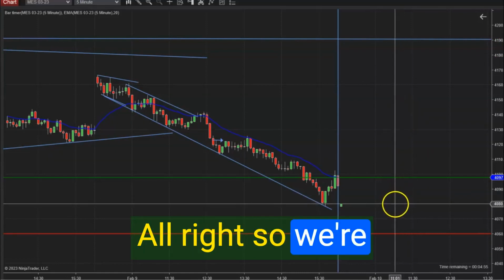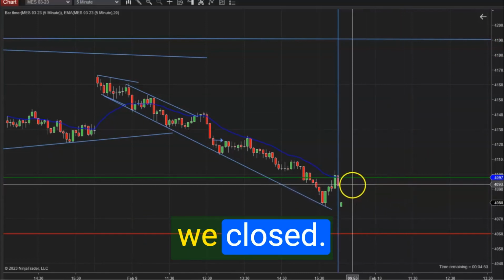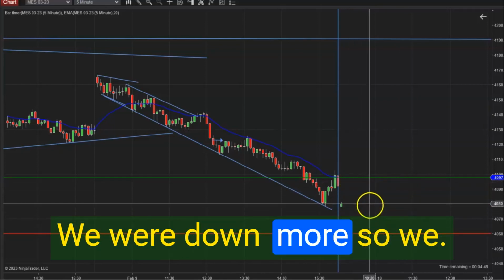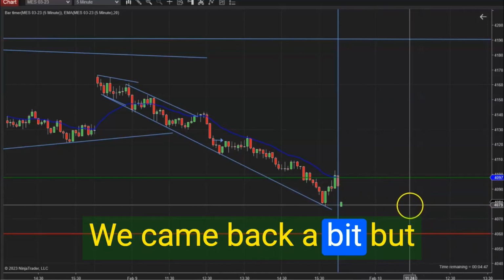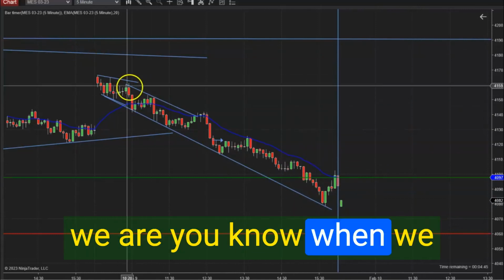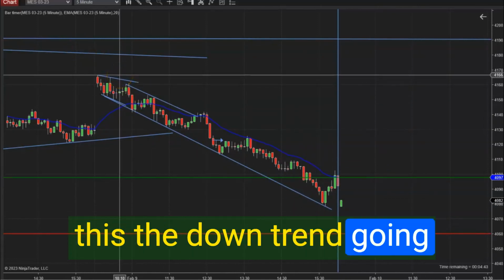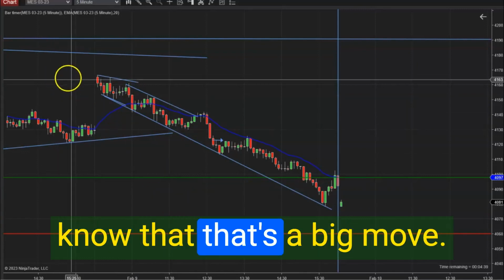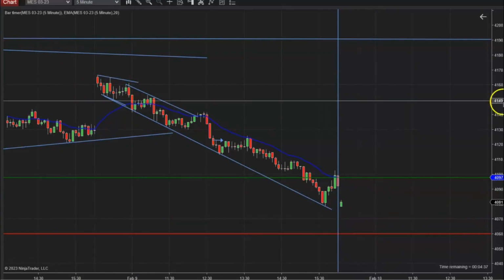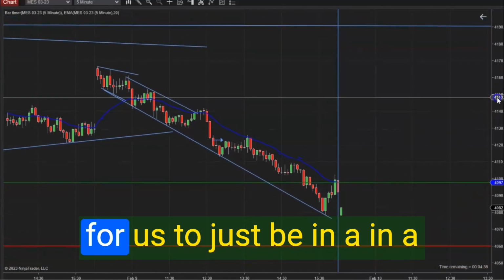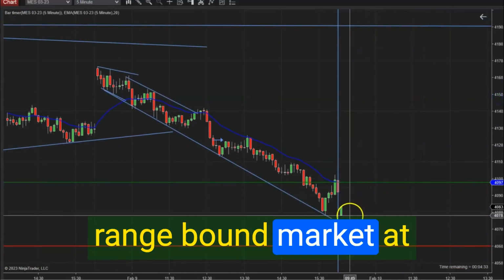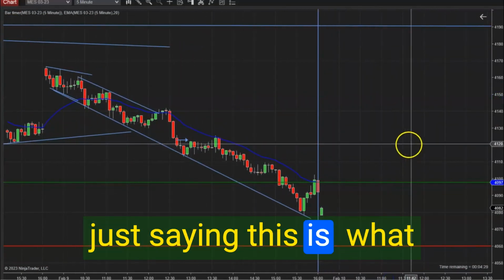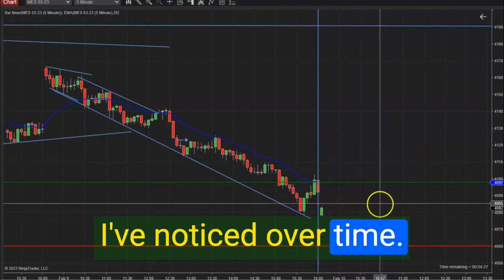All right, so we're gapping down. It's actually not a big gap down at all. We were down more, so we came back a bit, but when we have a downtrend like this, the downtrend went from 4166 to 4080. That's a big move. It wouldn't be unusual for us to just be in a range-bound market, at least for the first couple of hours of the morning. Again, not predicting. I'm just saying this is what I've noticed over time.